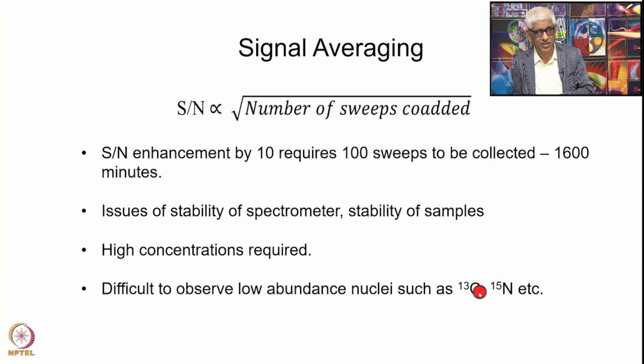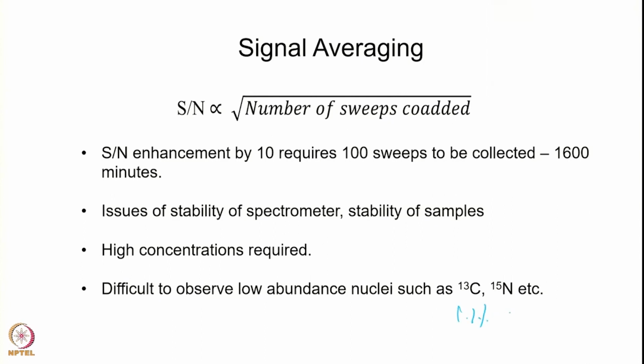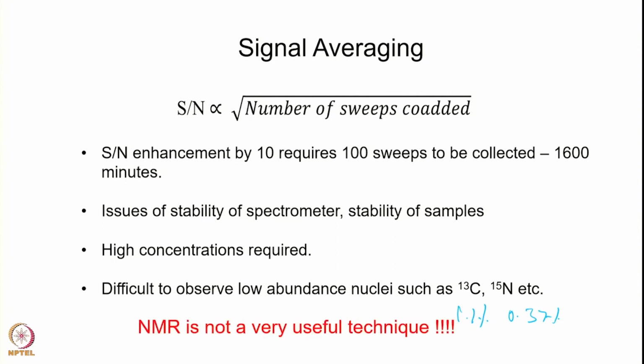What is the abundance of C13? 1.1%, and nitrogen 15 is 0.37%. Therefore such nuclei are very difficult to observe. So people thought this may not be a very useful technique. Therefore people said NMR is not a very useful technique. This was the kind of conclusion people arrived at, because you cannot apply it to too many systems.